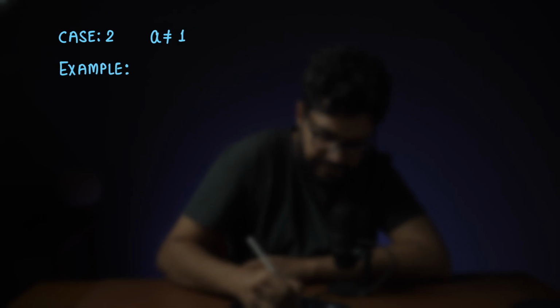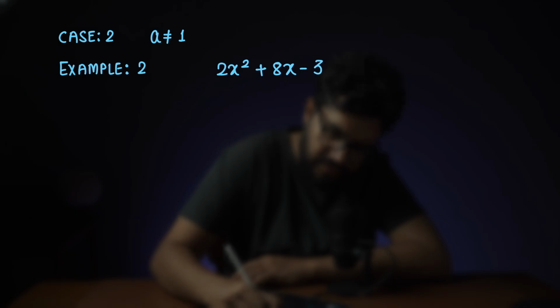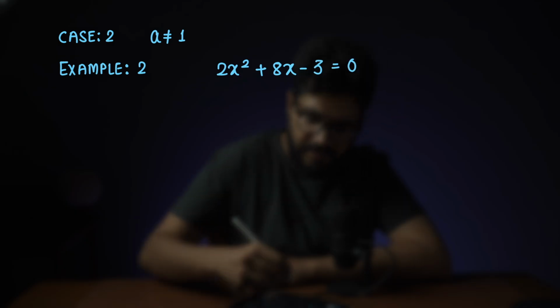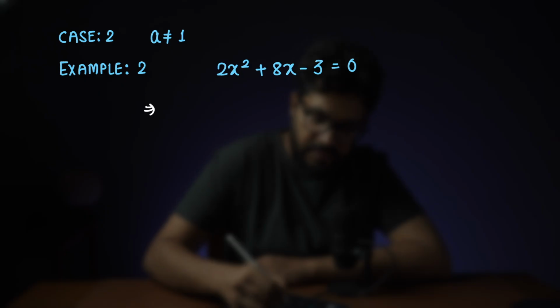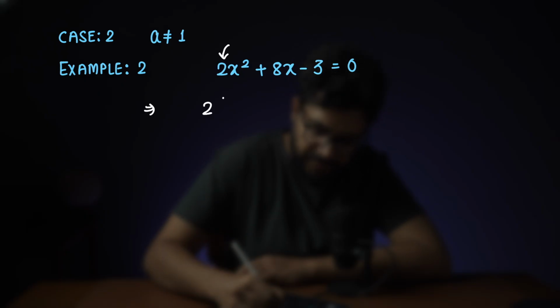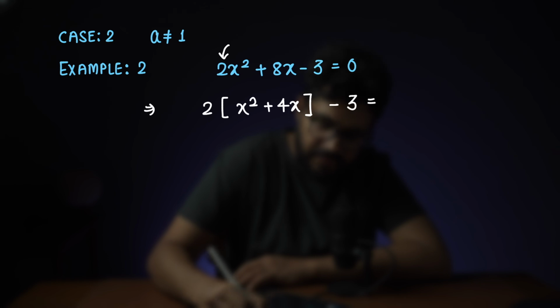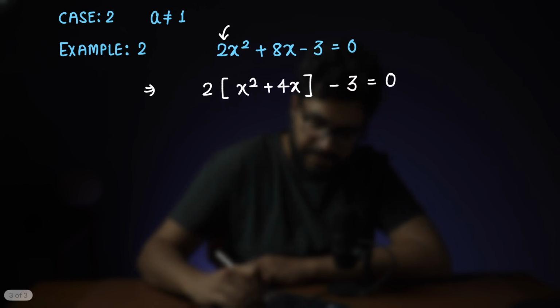Case 2, when a is not equal to 1. So for example, we have 2x squared plus 8x minus 3 is equal to 0. Now in this case, first of all, we have to make the coefficient of x squared 1 by taking 2 common. So we have 2 times (x squared plus 4x). We'll just keep minus 3 as it is outside the bracket, which is equal to 0.